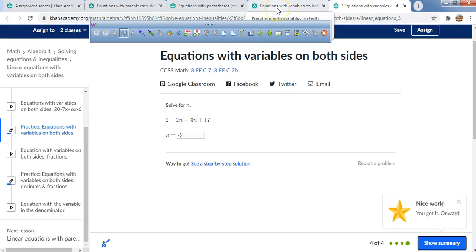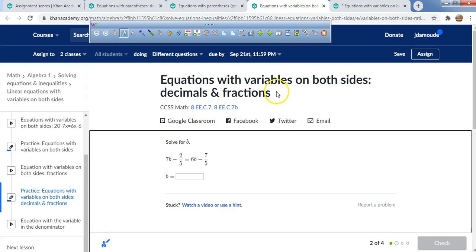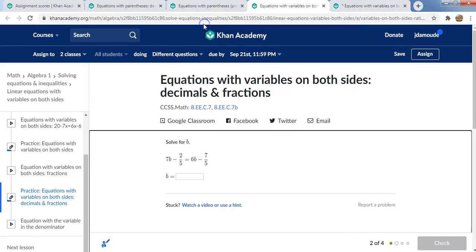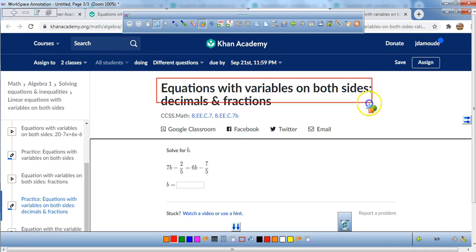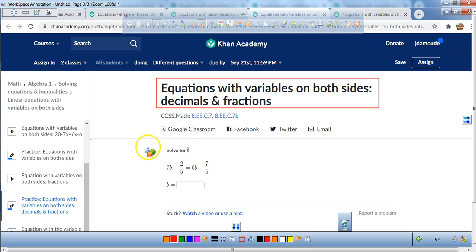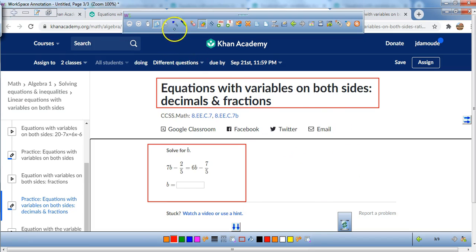Now, what if we have equations with variables on both sides and decimals and fractions? Oh no! We do the same process. We just do it with decimals and fractions. So you could put that in your journal, and you could put this in your journal, and we're going to work through it right now, except I'm not going to write down all the steps in words. We're just going to do it together in your journal.